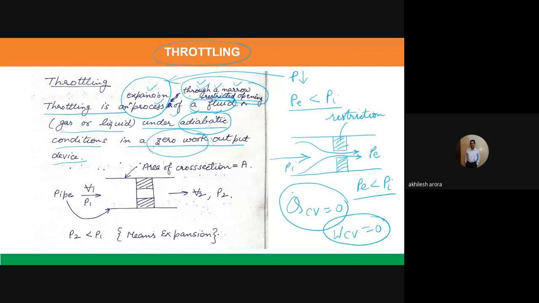Can anyone tell me, have you heard of any such device where there is a restriction? Have you seen any such device in your life? Tell me. Hello, anyone?